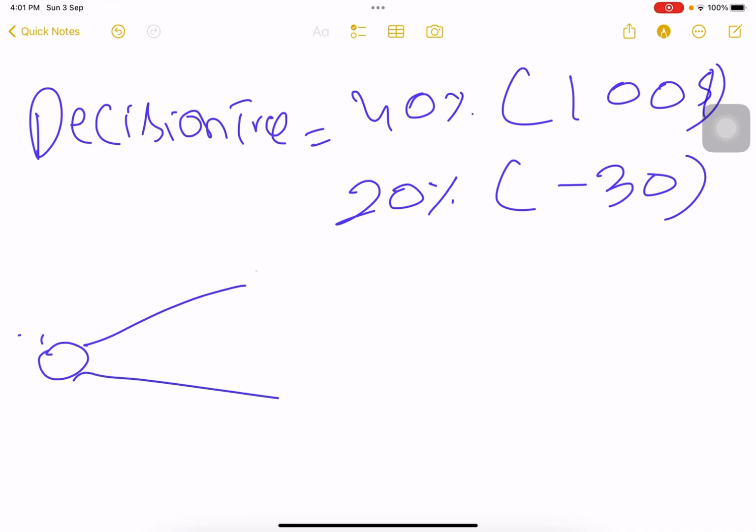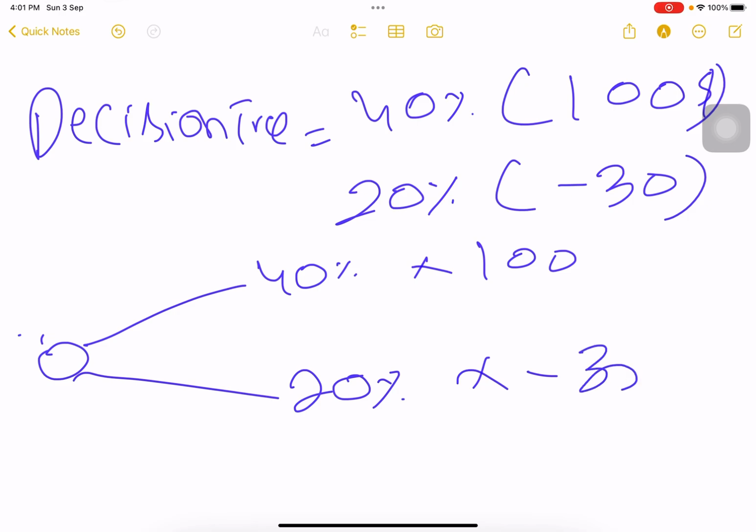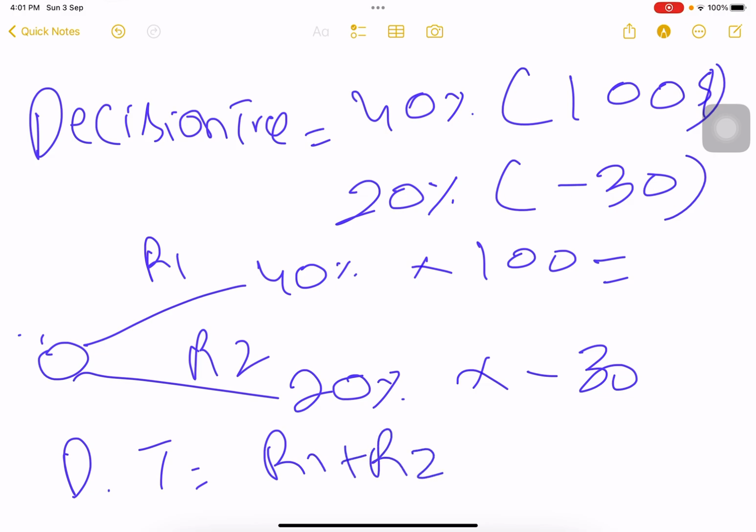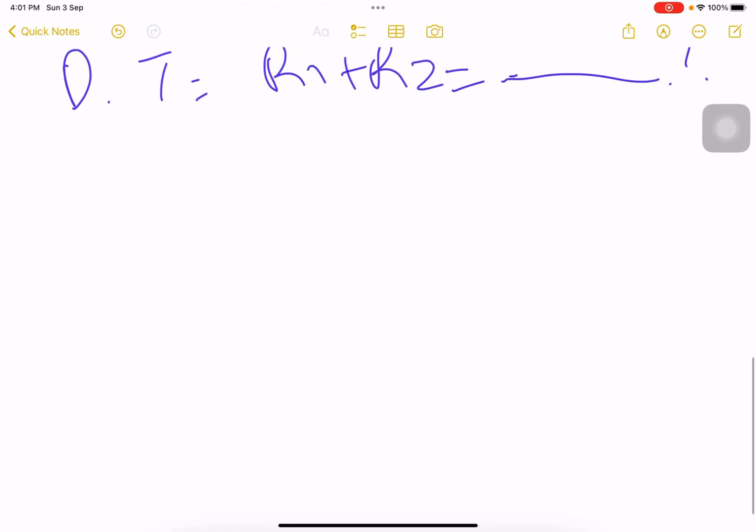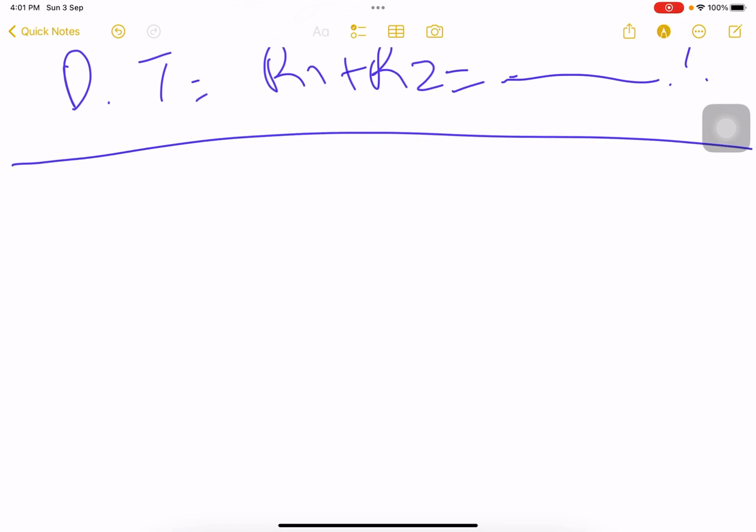Okay, 40% probability multiplied by $100, 20% probability multiplied by minus 30. You will calculate it, and whatever the answers are, you will add them. Let's say this is risk 1, risk 2, the decision tree becomes R1 plus R2, so your answer will be there. Put in the comment what answer you get by doing that. I would love to see your answers to the question. Okay, let's talk about the next one.